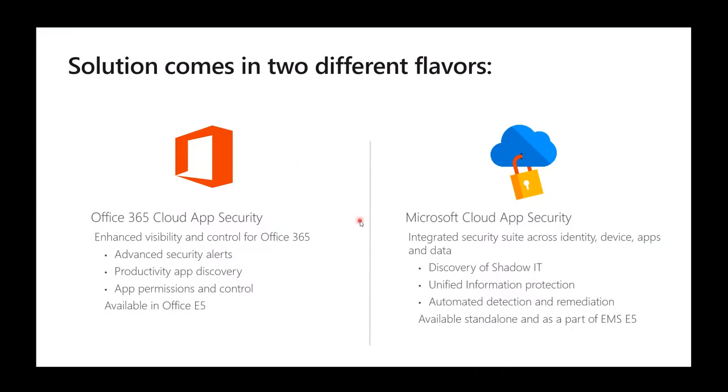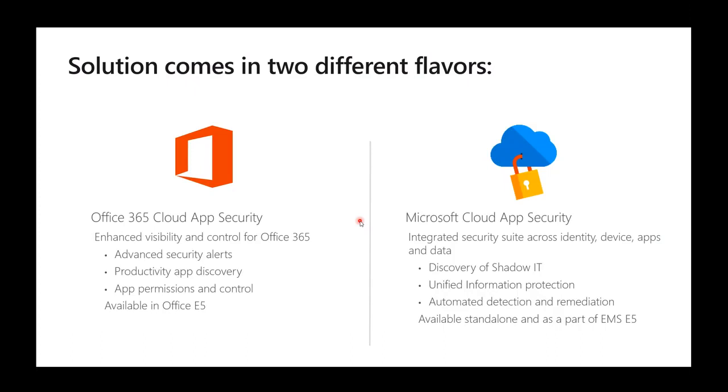This particular cloud application security comes in two different flavors. One is an Office 365 CAS and another one is an M365 CAS. Office 365 CAS is a pretty premature application. M365 CAS is a complete cloud solution because it has got more potential than the Office 365 CAS.